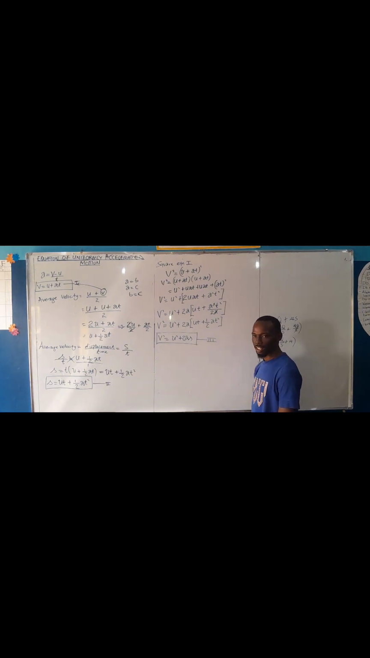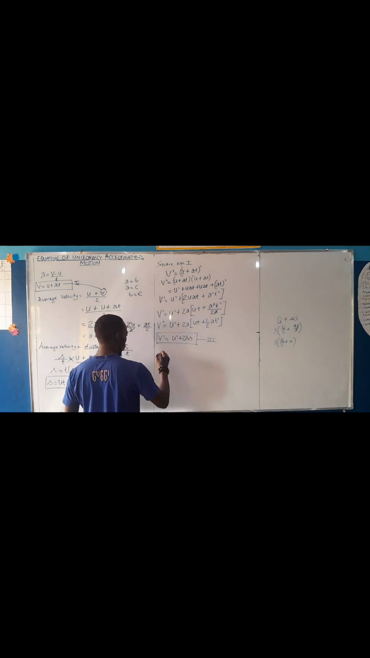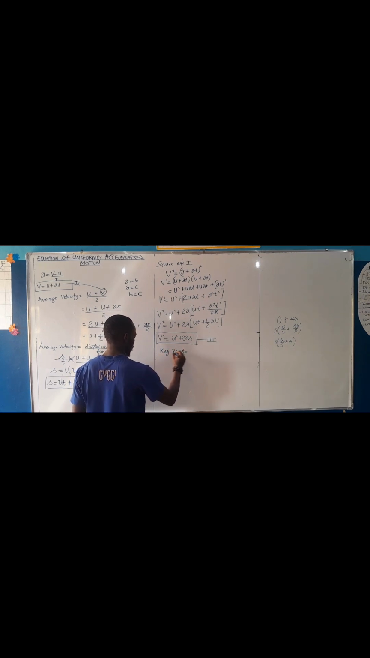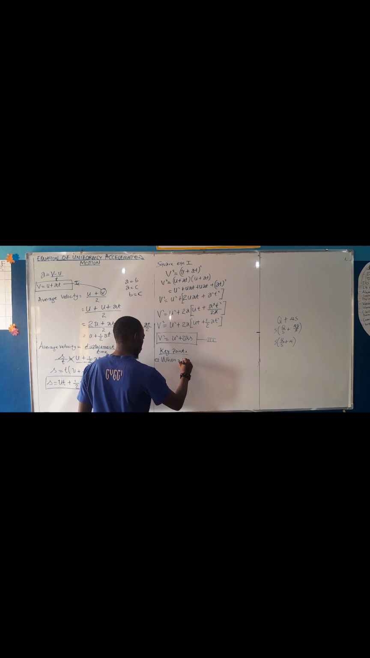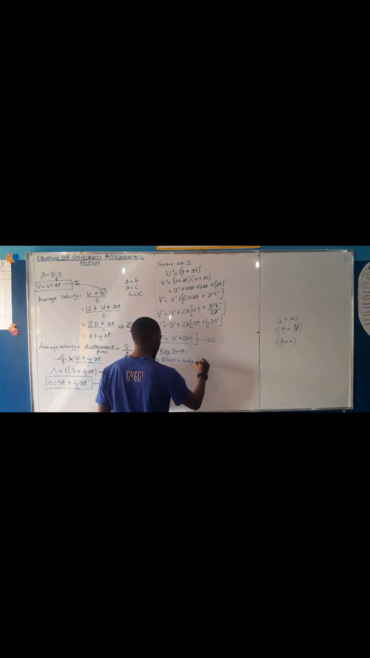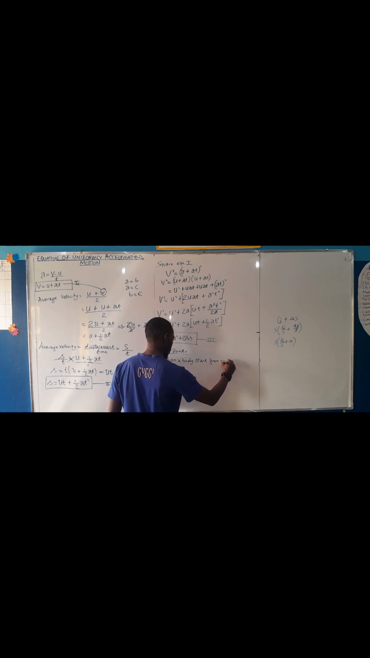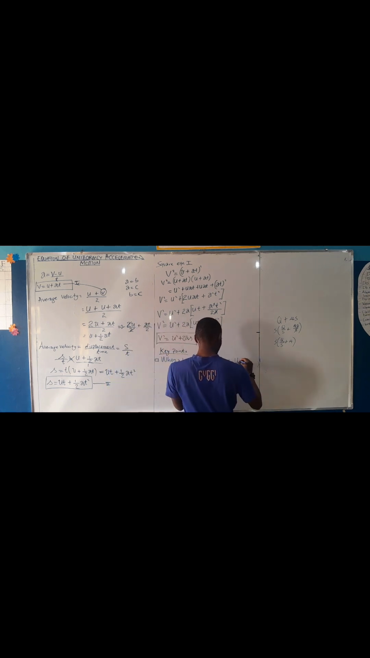But before I end this class, there are three key points. When I say three key points, we need to know them when you solve this question. Please take note. The first key point: when a body starts from rest, u equal 0 meter per second.